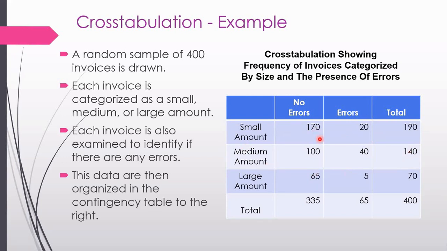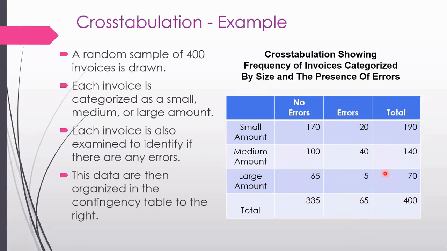And these are the frequencies. 170 means out of 400 invoices, 170 invoices have no errors with small amount. Out of 400, 40 invoices are with medium amount and with no errors. So these indicate how many invoices. These are the frequencies. Then out of 400, 335 invoices have no errors, and 65 invoices are with errors.